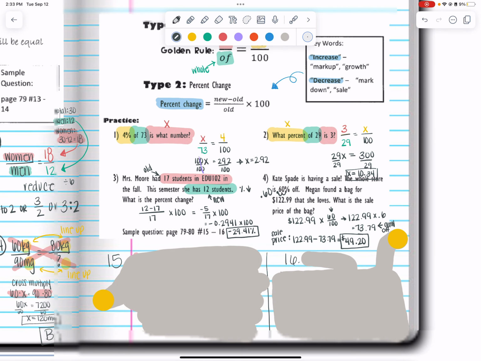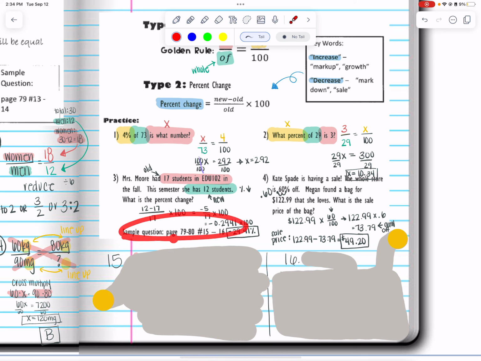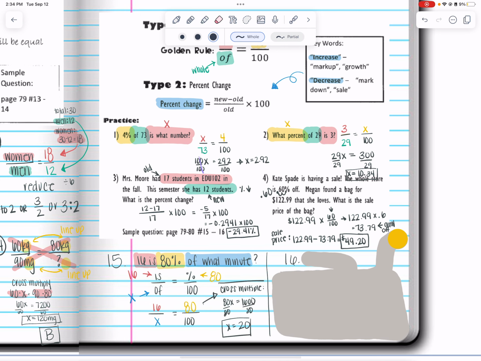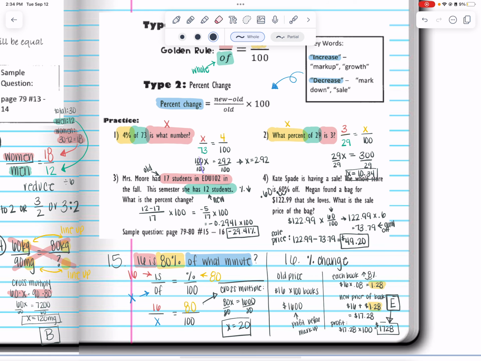All right, I want you guys to pause the video, go to pages 79 and 80 in your textbook, and do numbers 15 and 16. All right, so hopefully you've done numbers 15 and 16. So here is number 15 for you to check. Just similar to 1 and 2, is over of equals percent over 100. And then here is number 16, a percent change problem.